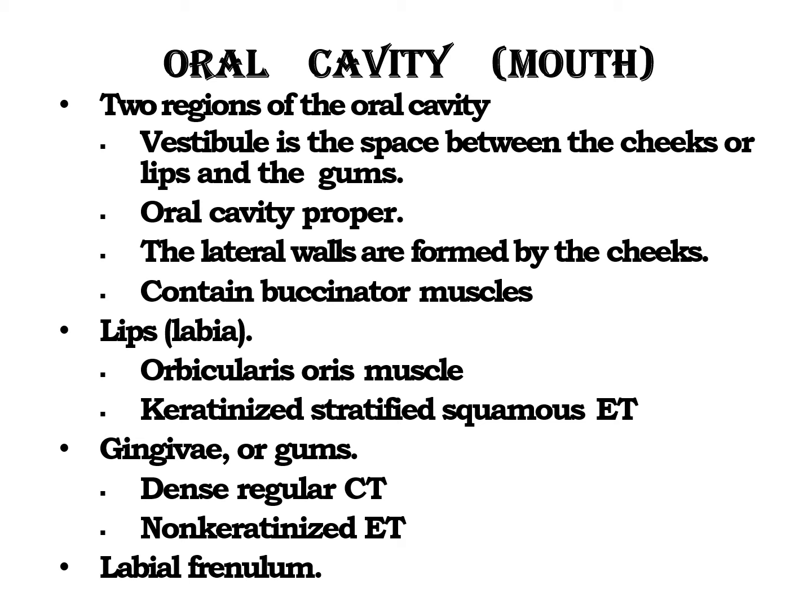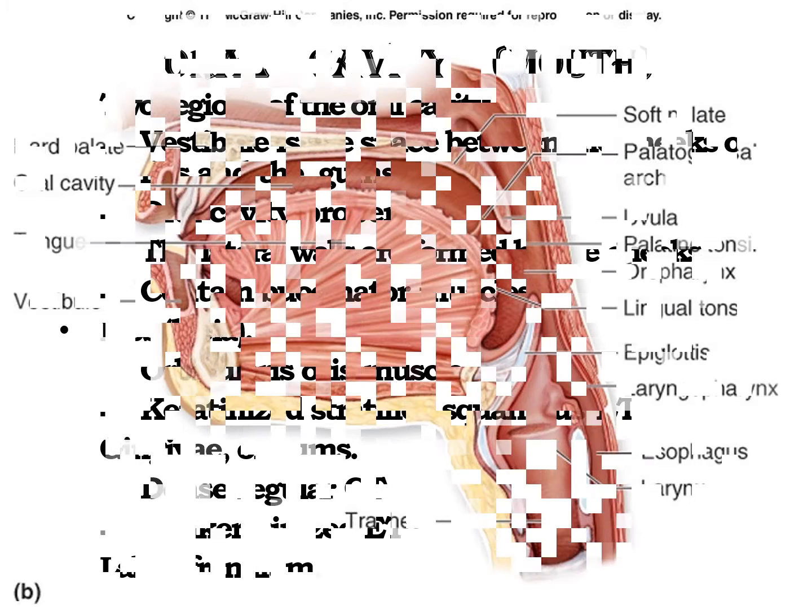Lips or labia. These lips are made up of orbicularis oris muscles and they are covered by keratinized stratified squamous epithelium. Gingiva or the gums are present in the oral cavity, which forms dense regular columnar epithelium and non-keratinized epithelium. The labial frenulum is also present in the oral cavity.